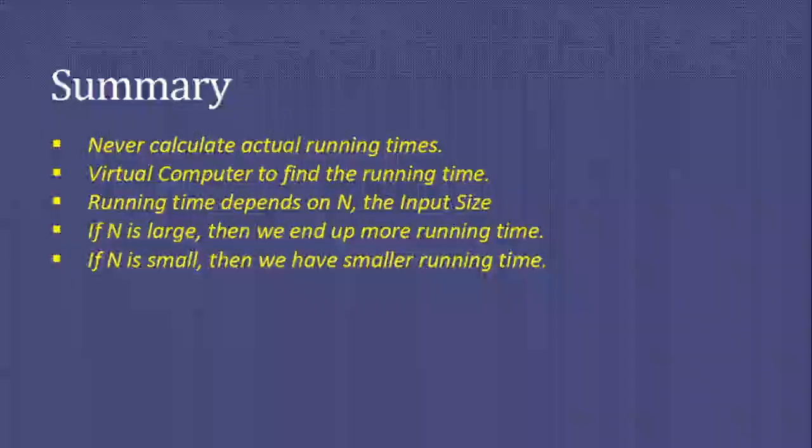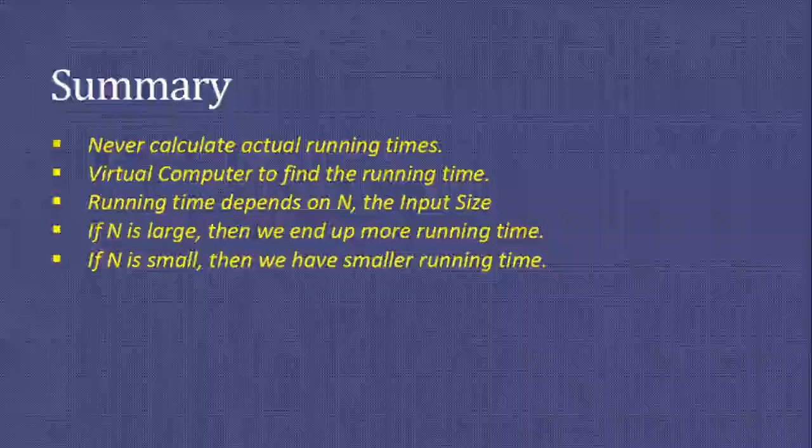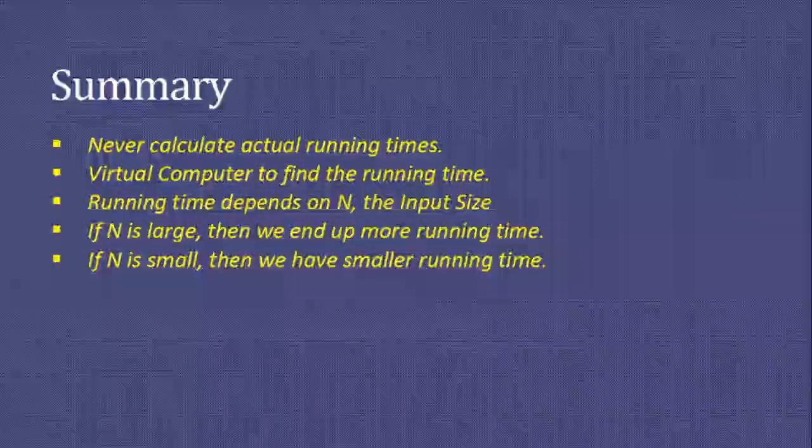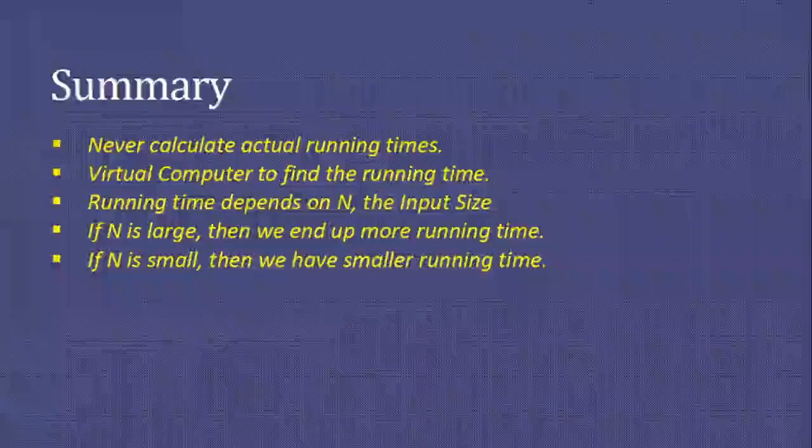If n is large, then we end up with more running time, and if n is small, then we have smaller running time. So the running time of any program depends on the input size of the program, and there can be more than one input to the program. In all the cases that we have considered, the input size is a single parameter, that is n. So there are also scenarios where there can be more than one parameter acting as input to a particular program.